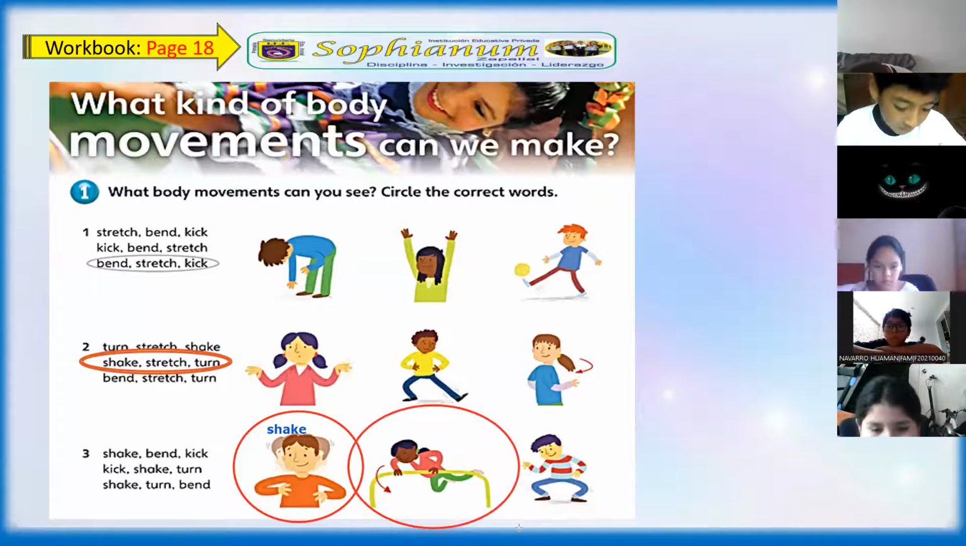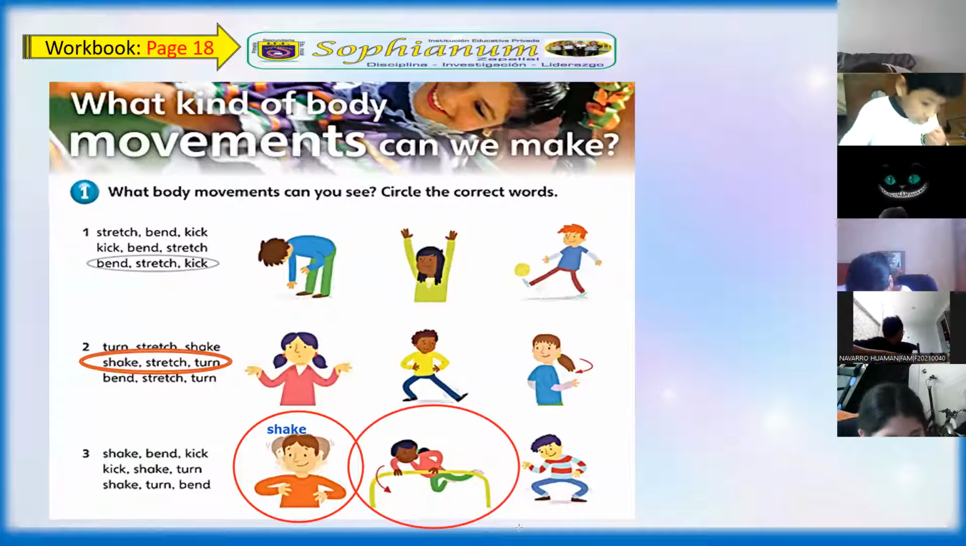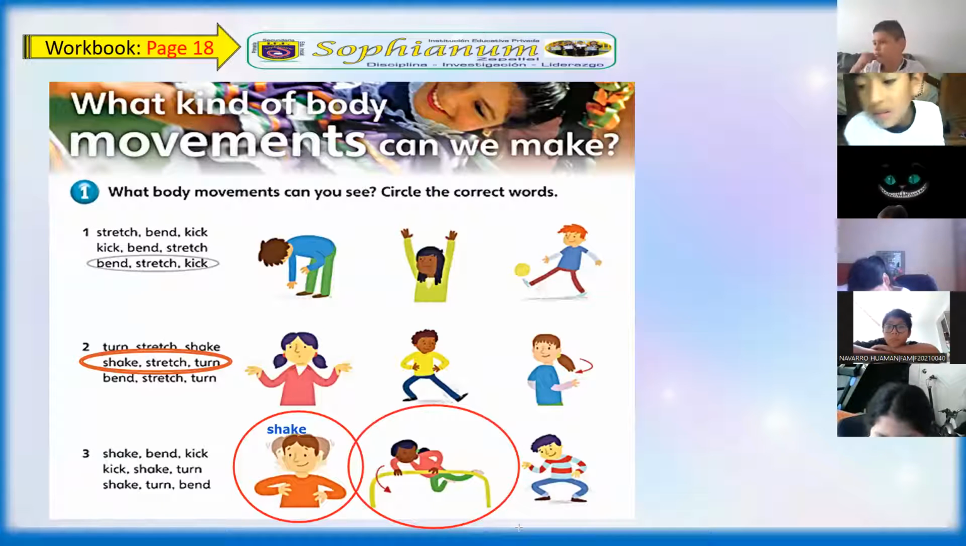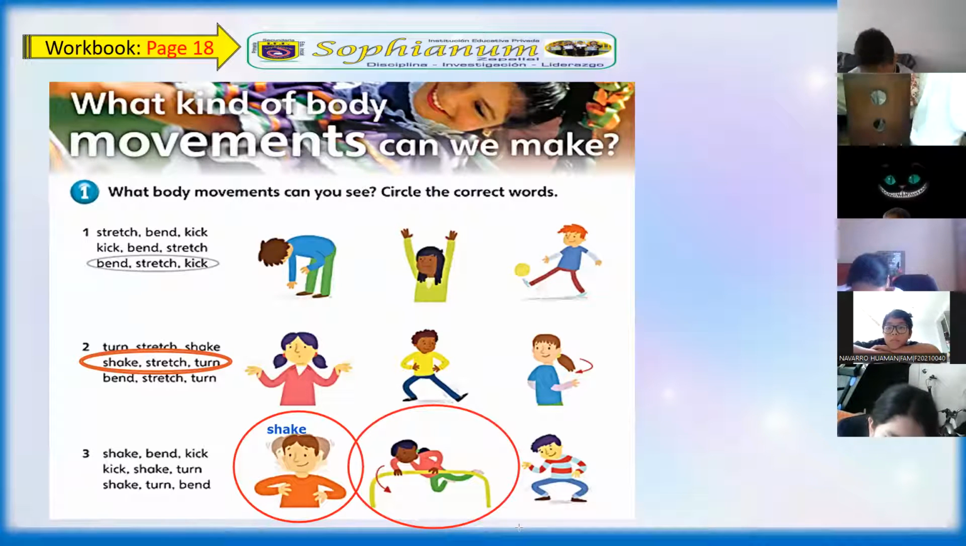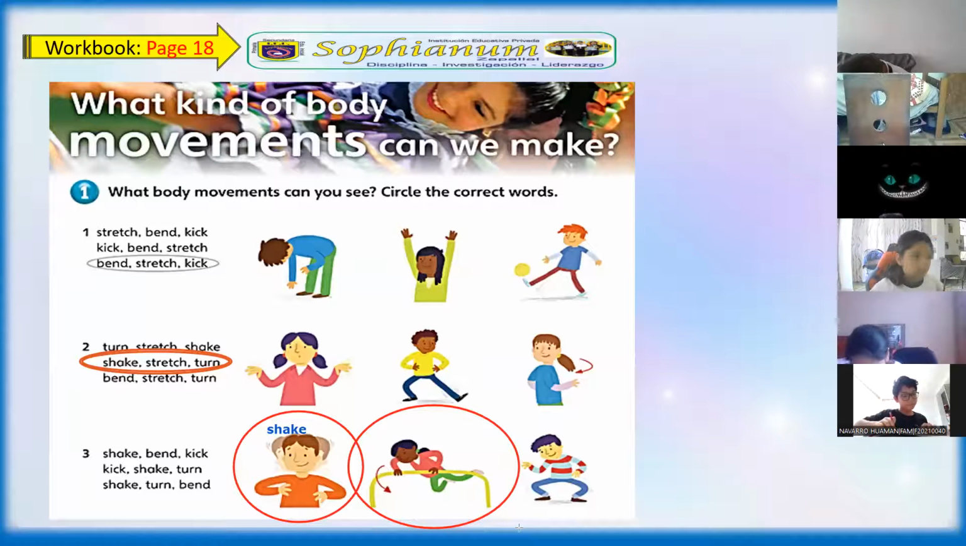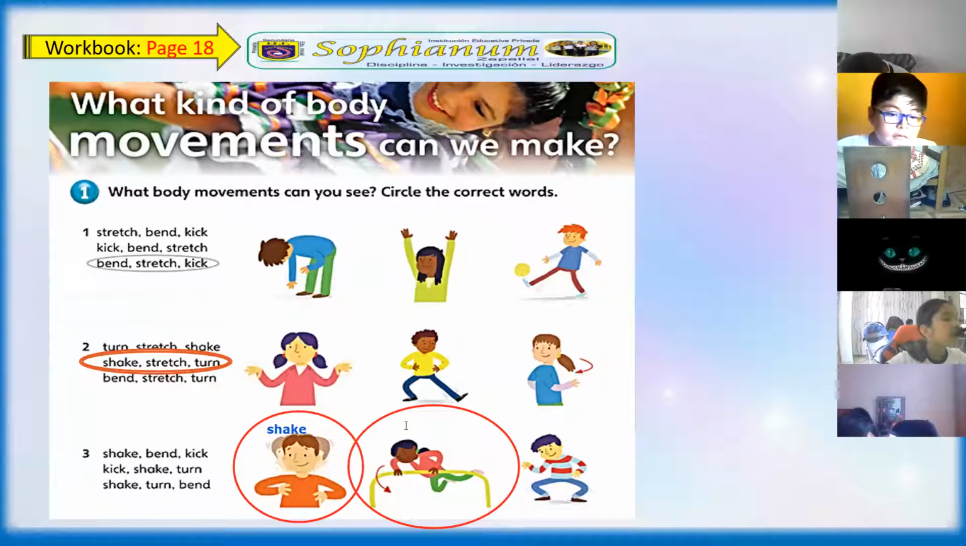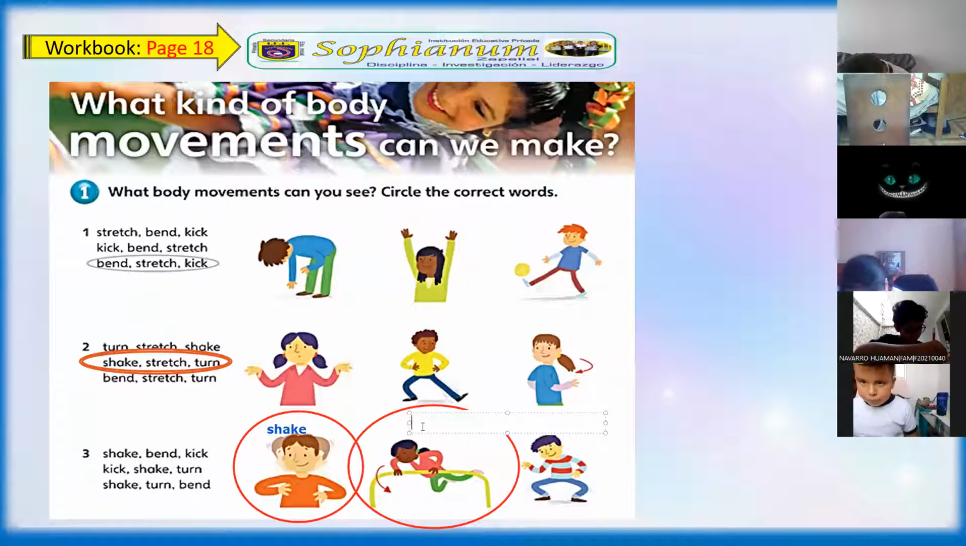Esta niña para hacer este deporte tiene que doblarse, ¿ok? No, no, no tiene que doblarse. Ella tiene que dar una vuelta. ¿Correcto, chicos? What do you say, students? Yes, dar una vuelta. What is the movement? Tiene que dar una vuelta entera. Turn. Okay, turn. And the next boy.